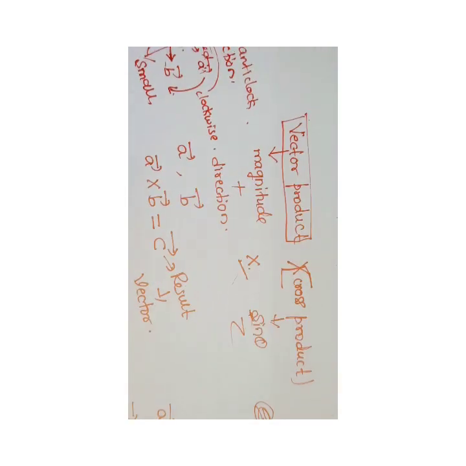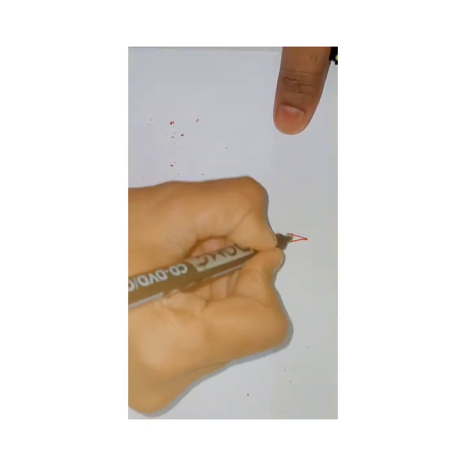This was a very small, basic introduction. I have not explained properties or anything. I have just explained the definition of vector product and dot product, because I wanted to explain area vector. So now we'll see the topic area vector.